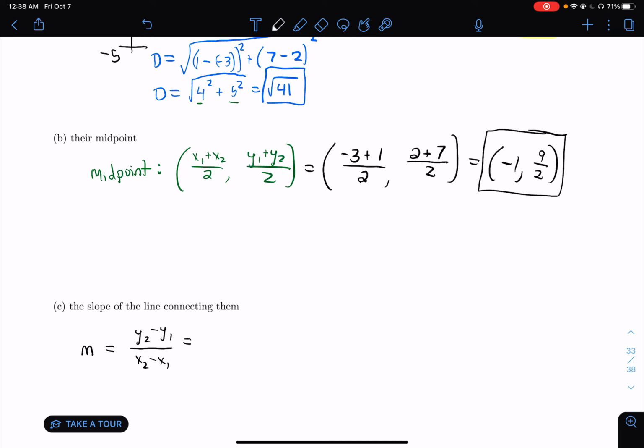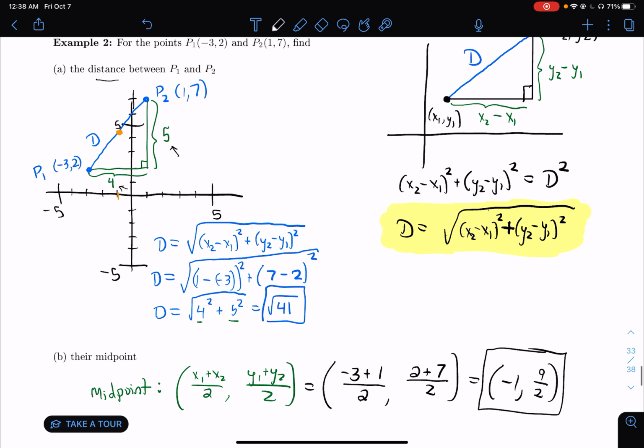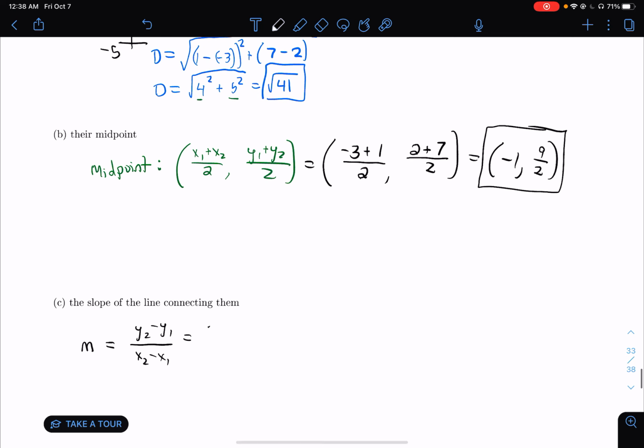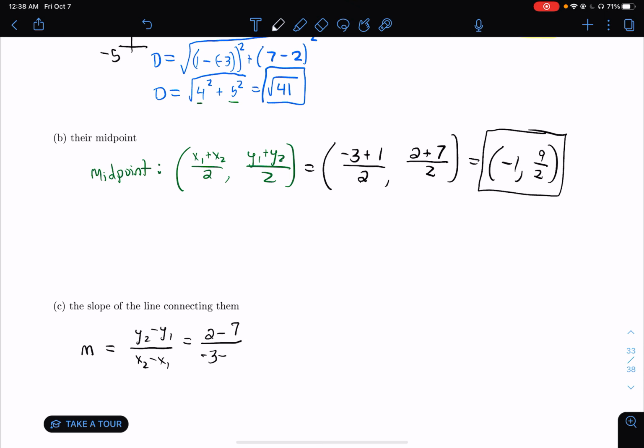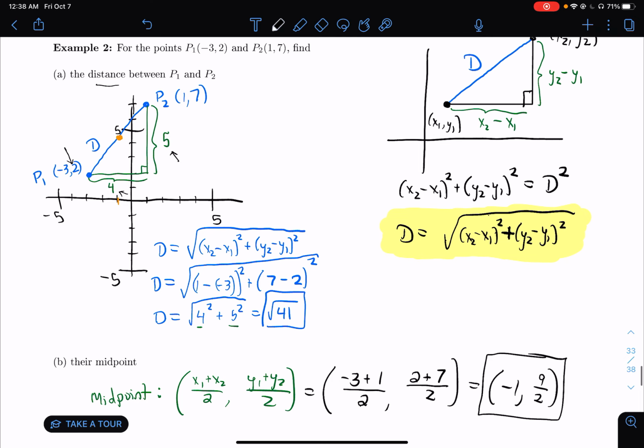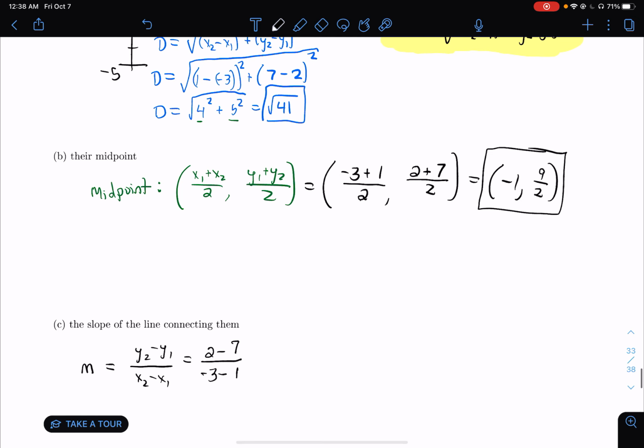Okay, and I'm going to plug into this. And it doesn't matter the order that I plug into this, as long as what I do on the top, I stay consistent on the bottom. So maybe for y2, I'll pick the y coordinate over here. Maybe I'll pick 2 first. Okay, and then minus the other y value, which was 7. Then I got to stay consistent on the bottom. So first I got to put the x value that went with 2, which was negative 3, minus the x value that went with 7, which was 1. All right, simplify. So we got negative 5 on the top and negative 4 on the bottom. The double negatives cancel, and I get positive 5 over 4.